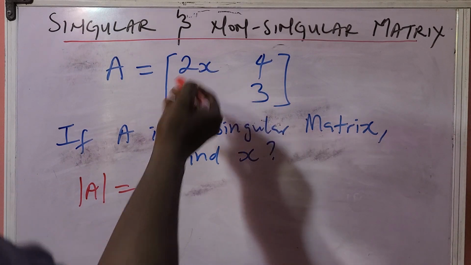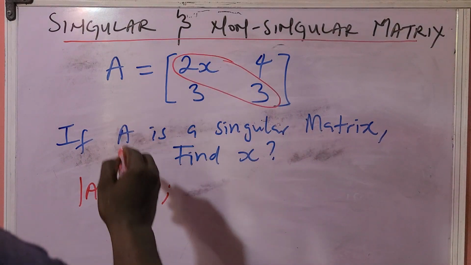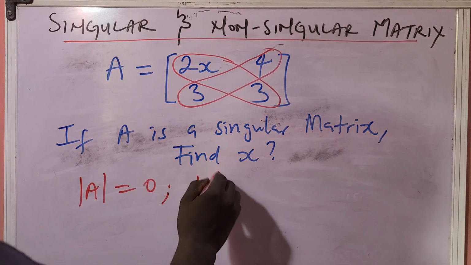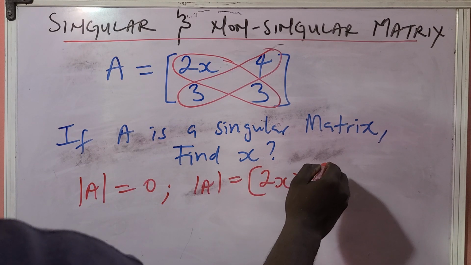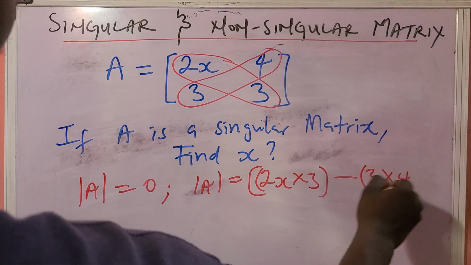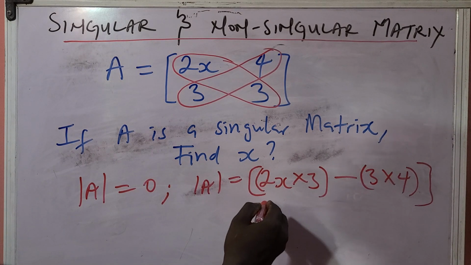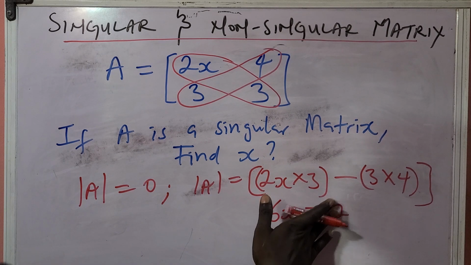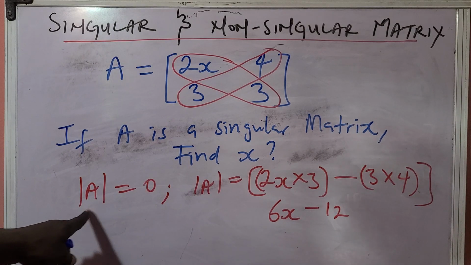So what do you do next? To find the determinant of A, as I said already, it is the multiplication of the leading diagonal minus the multiplication of the other diagonal. So what you have here for the determinant will be 2x times 3 minus 3 times 4. Then you would have 6x minus 12.